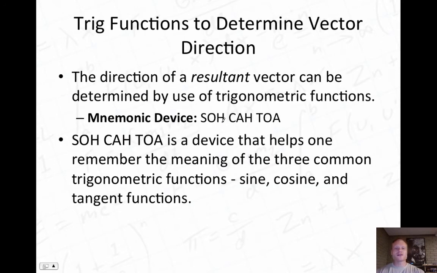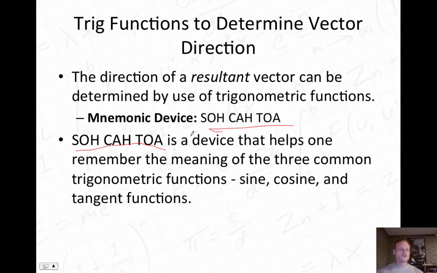Back in the beginning of the year, we talked about trig functions, and I gave you guys a mnemonic device called SOHCAHTOA, and basically that was the 3 trig functions that you guys really should try to memorize, and they're going to come into use a lot more for the next couple of units in this class. So the direction of the resultant vector, so how many degrees from east is the resultant vector, that piece can be determined by using SOHCAHTOA, okay, these 3 trig functions. And basically the SOHCAHTOA, even though it looks kind of funny on paper, is just a device to help you remember the meaning of those 3 common trig functions, the sine, the cosine, and the tangent functions.